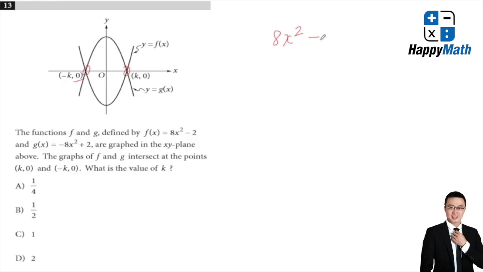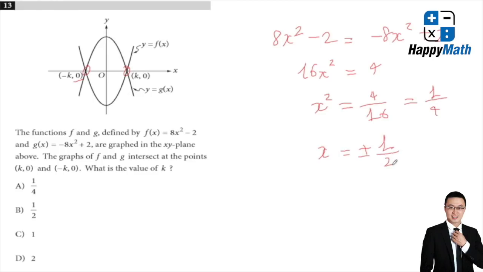So I can put the two functions equal together, and h will be equal to plus and minus 1 over 2 for k. Yes, so k will be equal to B here.